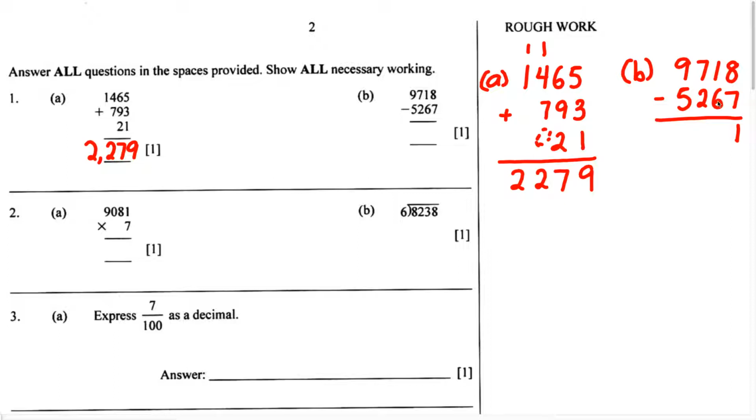Now we have 1 minus 6. We know 1 is smaller than 6. Therefore, we're going to have to borrow. And when we borrow 1 from 7, 7 is now going to become 6. And 1 is now going to become 11. So we have 11 minus 6, which is going to give us 5. Now we can say 6 minus 2 is going to give us 4. And now we're going to say 9 minus 5, and that's going to give us 4. Our answer for this problem is going to be 4,451.